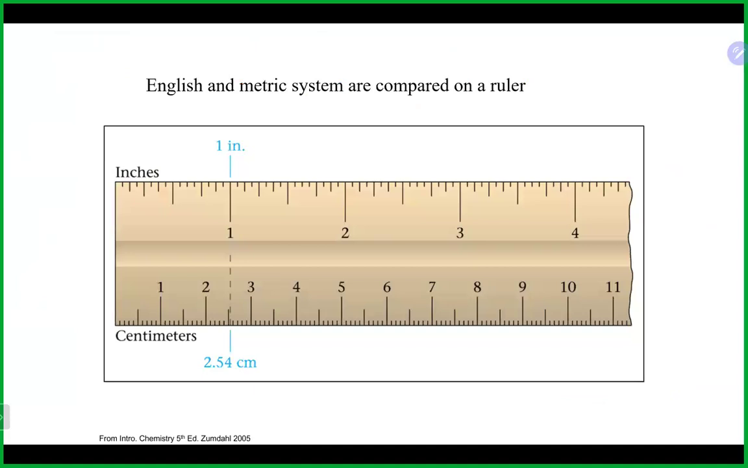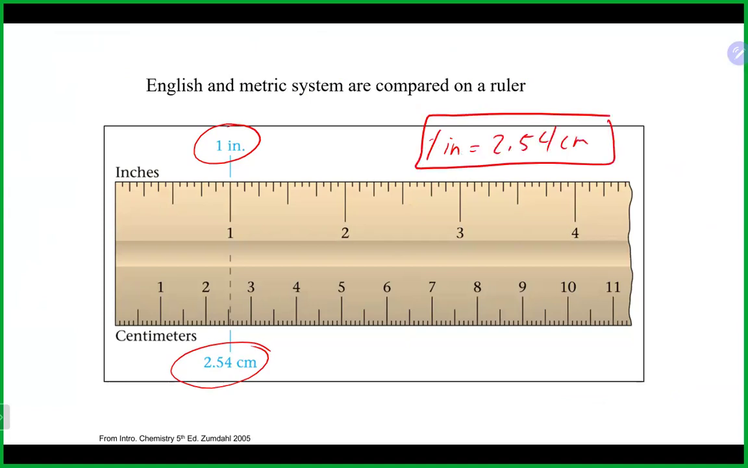So here's a difference between sort of English and metric system. Inches are English system. Metric is on the bottom, and that's a conversion that they definitely want you to know for sure. And that is 1 inch is equal to 2.54 centimeters. That you definitely need to know.